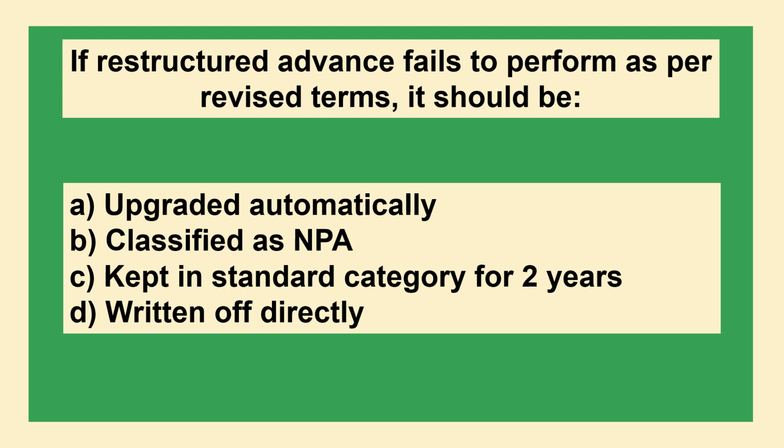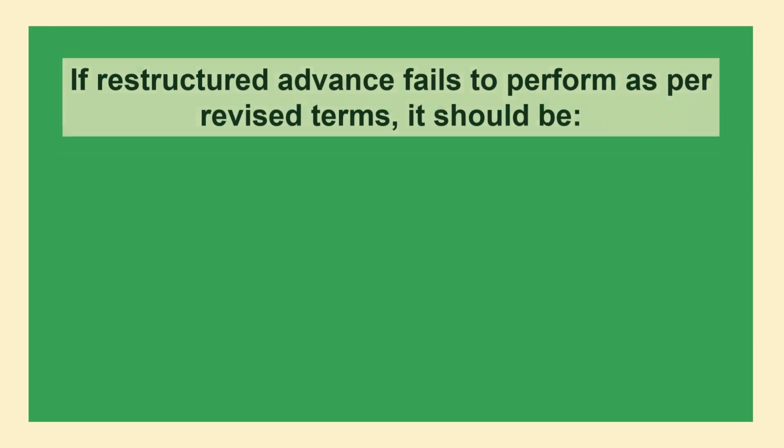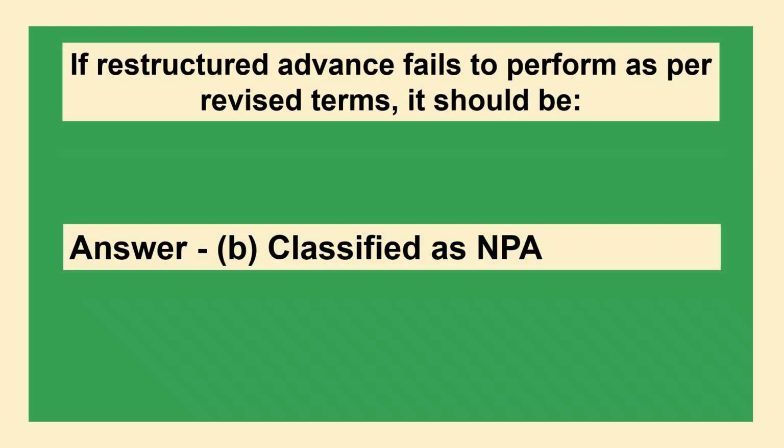If restructured advance fails to perform as per revised terms, it should be option A upgraded automatically, option B classified as NPA, option C kept in standard category for 2 years, option D written off directly. The answer is option B classified as NPA.